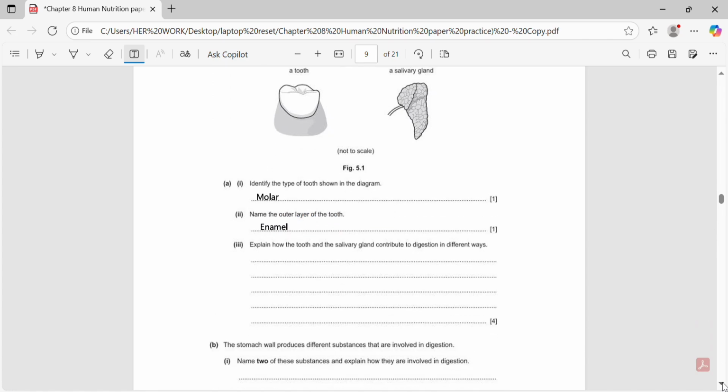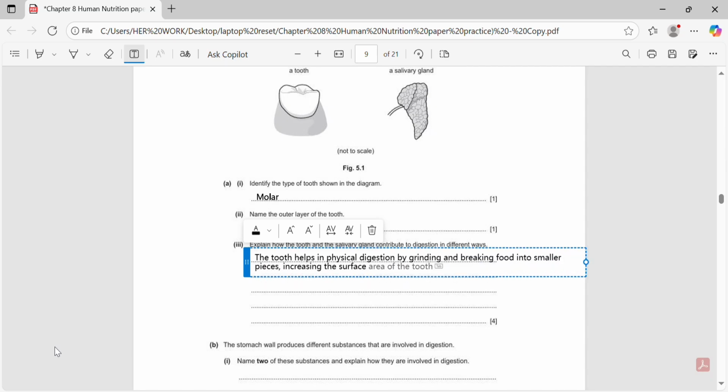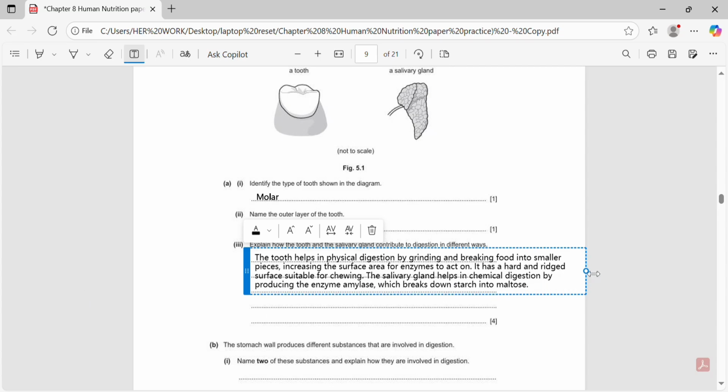In the third part, they want you to explain how the tooth and the salivary gland contribute to digestion in different ways. And here, we need to compare mechanical and chemical digestion. The tooth performs mechanical digestion by breaking food into smaller pieces, while the salivary gland starts chemical digestion by releasing enzymes. We'll describe both roles clearly and separately. So, we'll write, the tooth helps in mechanical digestion by chewing and breaking food into smaller pieces, which increases the surface area for enzymes to act on. The salivary gland contributes to chemical digestion by secreting saliva containing amylase, which breaks down starch into maltose.